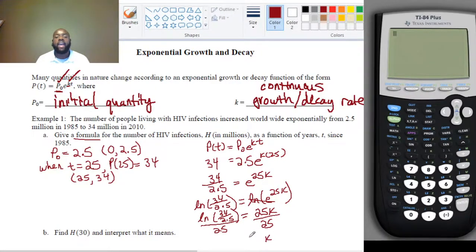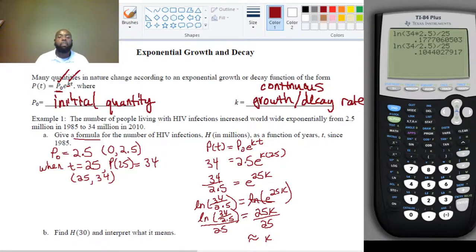And then we're going to get that k is approximately, let's go to our calculator to see exactly what that is. And so I'm going to put this in my calculator. Once again, that's the natural log. Remember, your natural log button is here. I'm going to do 34 divided by 2.5. I close that parenthesis and I divide that by 25, and I get an error because I did that wrong. I did multiplication in there. This should be a division here.